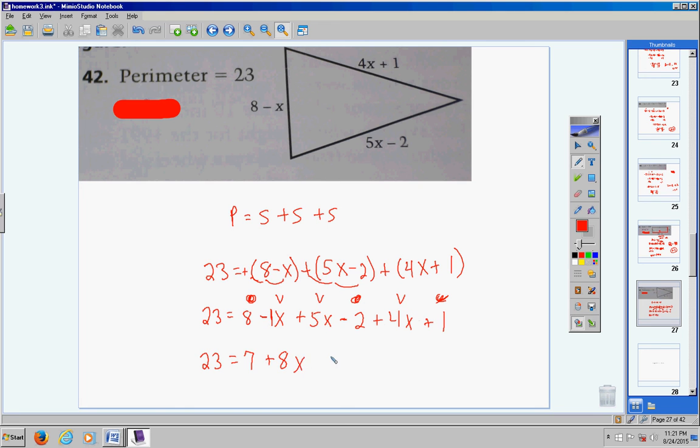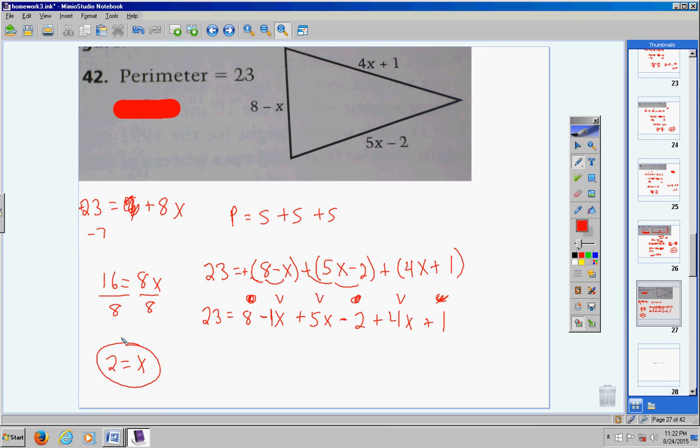We're doing pretty well, guys. Now, constant terms on one side, variable terms on the other. So we're going to take our 7 and bring our 7 over to the other side and make it a negative 7. Positive 23, negative 7. You have $23, pay off a $7 debt. You're left with 16. Bring down your 8x. Now divide both sides by 8. 16 divided by 8 is 2. So there you solve for x.